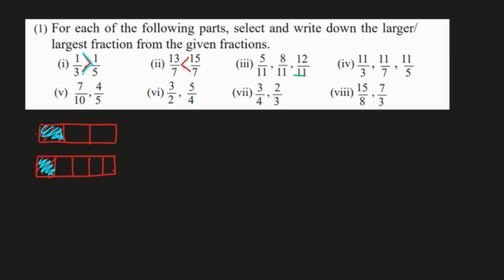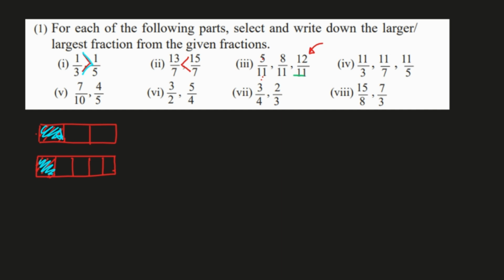Here we have three fractions, all having the same denominator, that is 11. And here it's 5 upon 11, 8 upon 11 and 12 upon 11. Here you have an improper fraction as well. So it's easy. What do you have? You have three denominators, but they are equal to each other. So let's write it here.